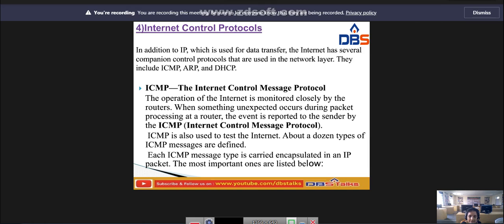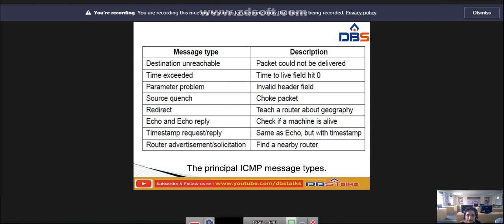About a dozen types of ICMP messages are defined, and each ICMP message type is encapsulated in an IP packet. The most important ones are listed here. This is the table: this is the message type and this is the description. Whenever packets are being processed at the router, if any event occurs on that router, a message will be sent to the sender.